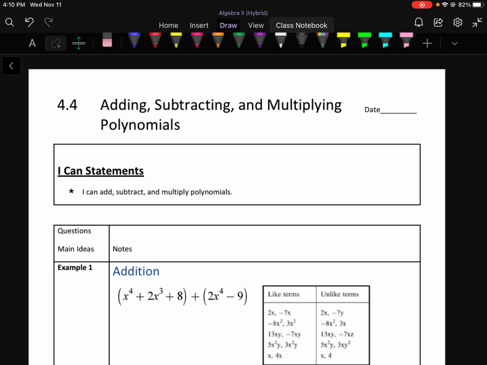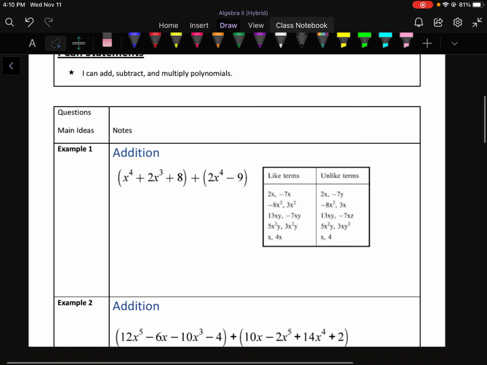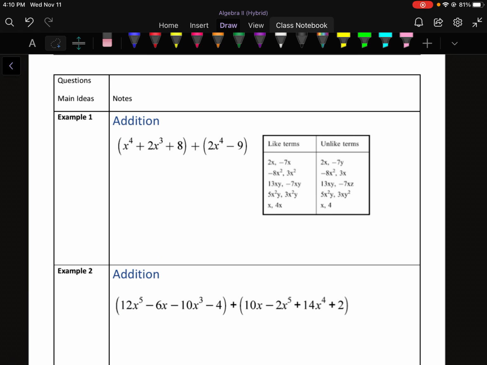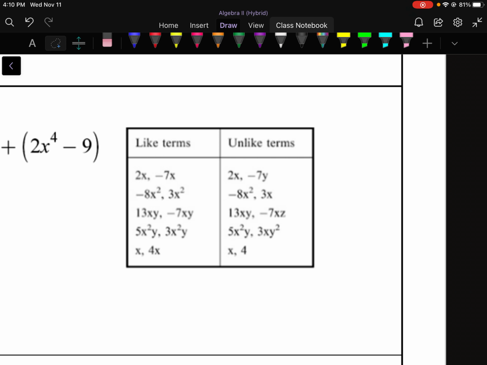Section 4.4, adding, subtracting, and multiplying polynomials. So I'll just start off by saying it's as easy as you might think with addition and subtraction. You just add or subtract the like terms. But first you have to be able to identify like terms. So I'm going to try to zoom in here on this very blurry chart just to identify what's going to make terms alike.